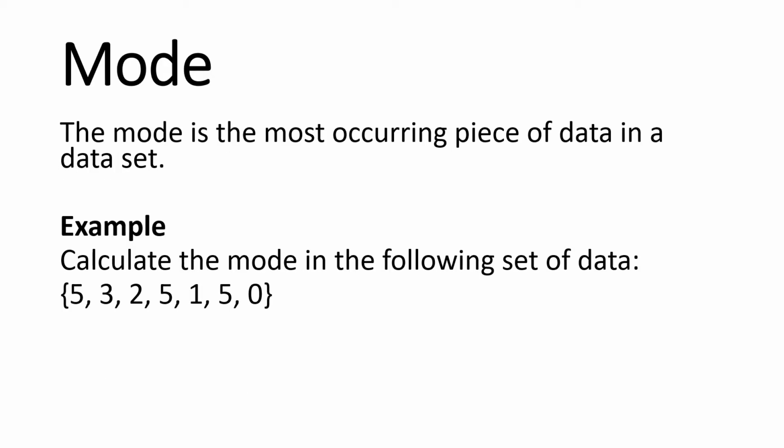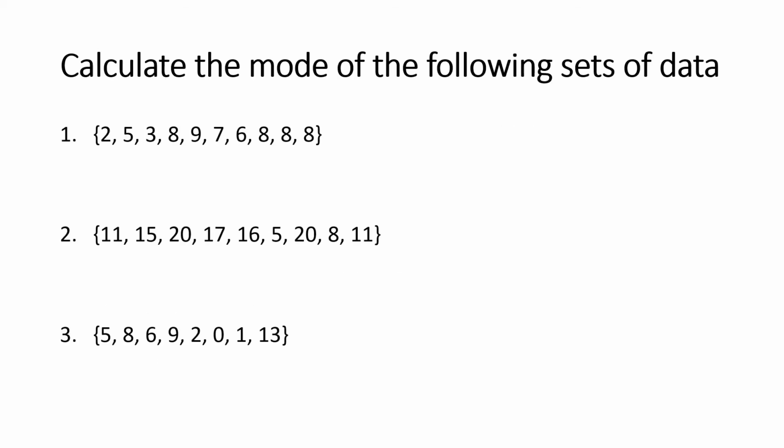Let's have a look at our second measure, and that is the mode. The mode is the most occurring piece of data in a data set. For example, if we calculate the mode of the following set of data, 5, 3, 2, 5, 1, 5, 0, we can see that the piece of data that occurs the most is 5. So 5 is our mode. Now you have a turn at calculating the mode of the following data sets. Pause the video and then come back and we will go through the answers.